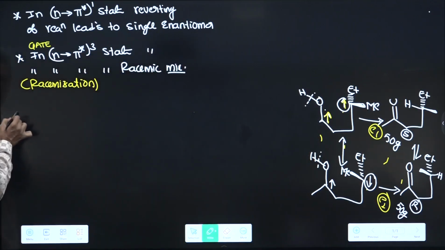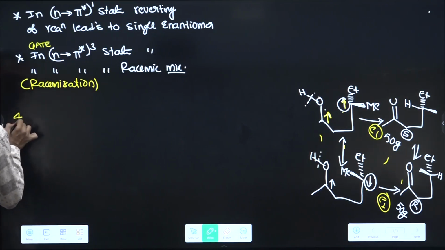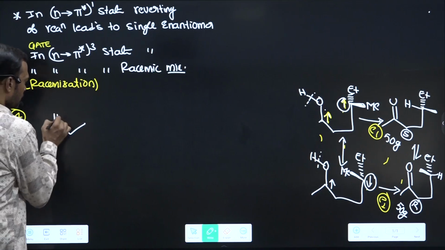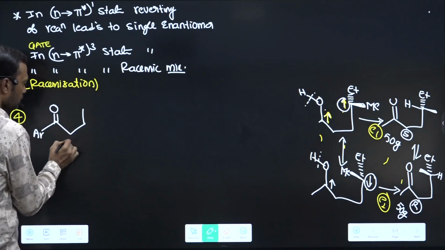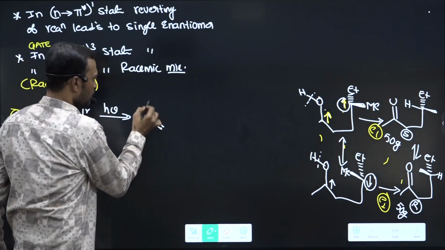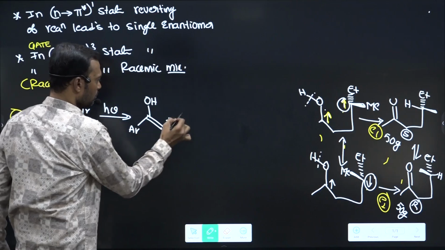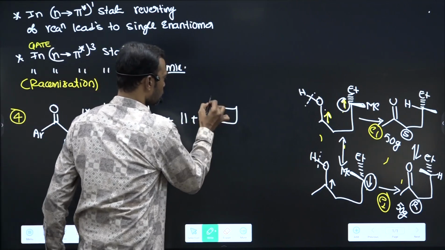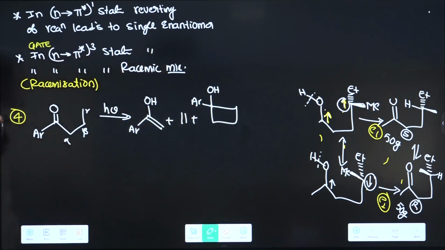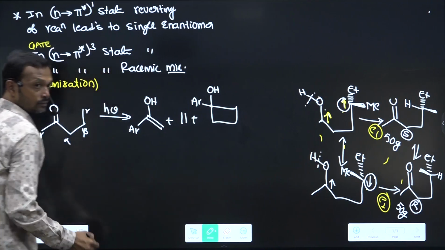Next, the fourth one. Last evidence, substitution evidence. See, here I am writing an aromatic group. This is Ar and alpha, beta, gamma. Photochemically I am irradiating. At that time you will get Ar plus one olefin and then cyclobutanol formation, right? So this is Norrish type 2, this is cyclization, Norrish cyclization.